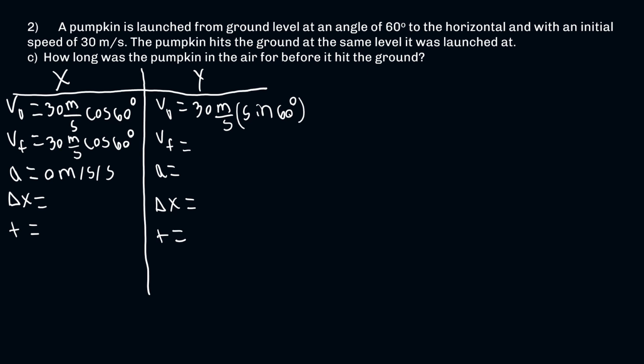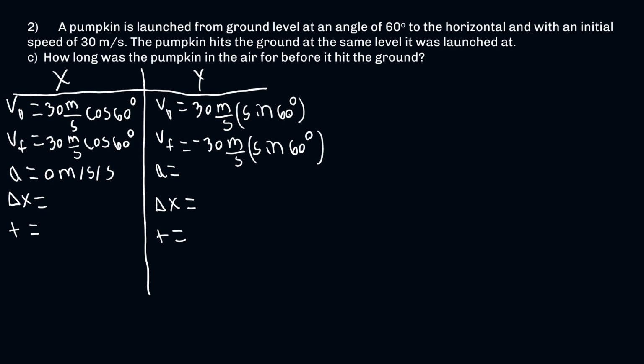Vf, whenever I throw something upwards or launch something upwards, if it comes back to the same position that it was thrown from, it's going to have the same exact speed, but the opposite direction. So in other words, it's going to have the negative velocity, or the opposite sign velocity, that it had originally. So if this is going to be positive 30 meters per second times sine of 60, my final velocity is going to be negative 30 meters per second times sine of 60 degrees.